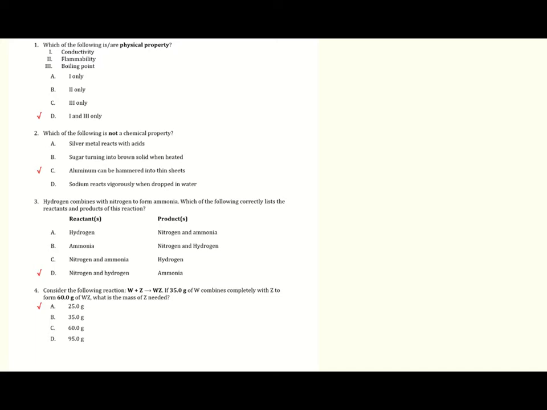Which of the following is a physical change? Conductivity. Yes, conductivity is a physical change. Right? Flammability, no. Boiling point is also a physical change. So 1 and 3 are both correct. Question 2. Which of the following is not a chemical property? Not a chemical property, so it's a physical property, like density, mass, melting point, boiling point, conductivity, and so on. Here, aluminium can be hammered into thin sheets. So hammering aluminium is not a chemical property because it's only a physical property.